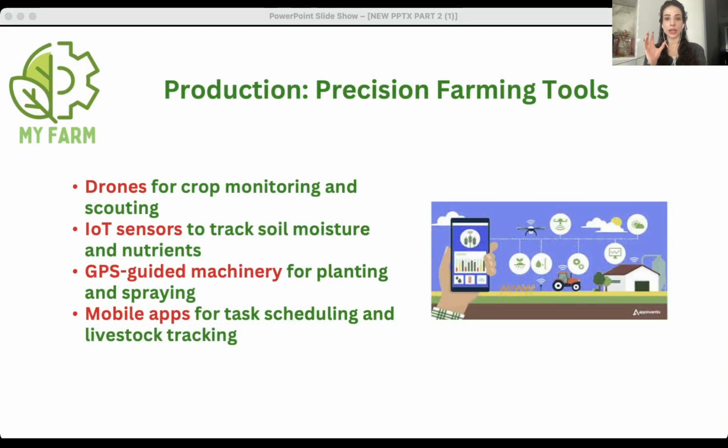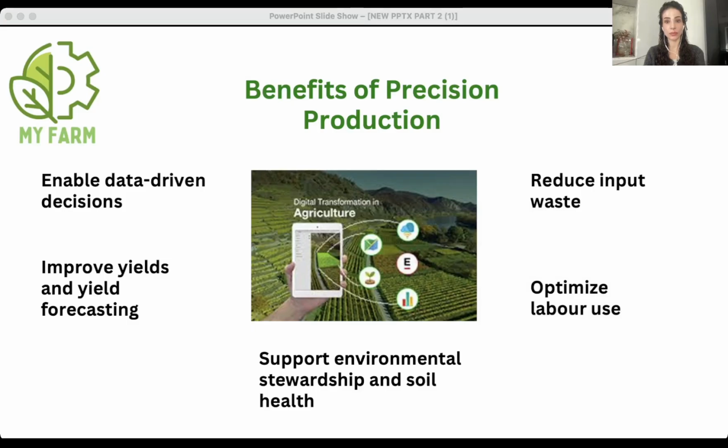Now, modern agriculture is increasingly guided by precision farming tools such as drones for crop scouting, IoT-enabled sensors for monitoring soil moisture or nutrient levels, GPS-guided tractors and machinery for planting and spraying, and mobile applications, for example, for daily task scheduling and livestock tracking. These technologies enable data-driven decisions, help improve yields, reduce input waste, and support better environmental stewardship and soil management, optimizing labor and improving yield forecasting among farmers.